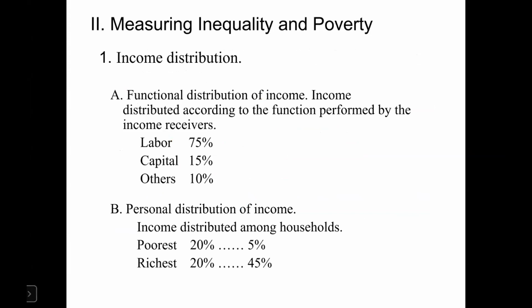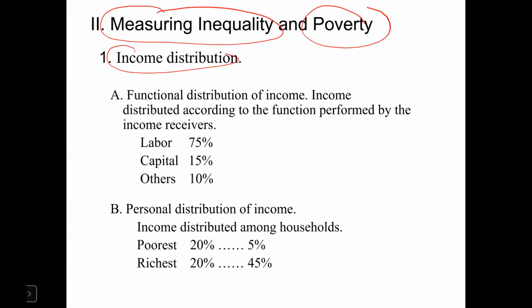Now in this second part, I'm going to explain how we measure inequality and poverty. We start with income distribution. First, it is a distribution, and secondly, it is a distribution about income. But there are different ways to look at distribution. You can look at a functional distribution of income. What does that mean? You look at income.